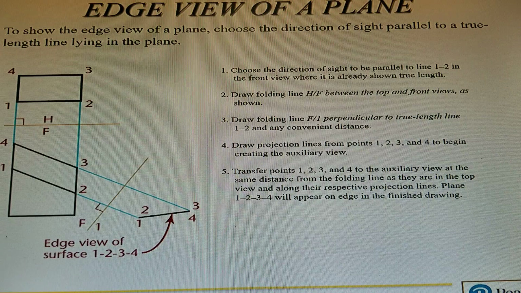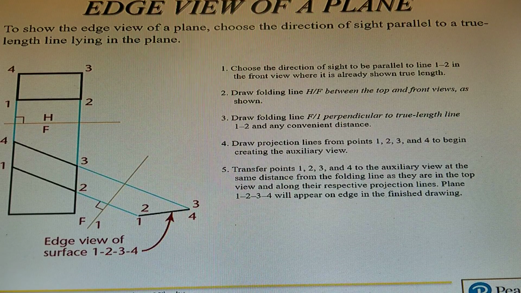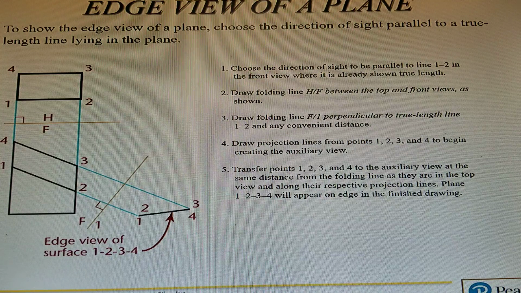Edge view of a plane. To show the edge view of a plane, choose the direction of sight parallel to a true length line in the plane. Okay, so choose the direction of sight parallel to line 1, 2 in the front view, where it is already shown true length. Okay, so there's line 1, 2. Draw a folding line F1 to the right of true length line 1, 2 at any convenient distance.